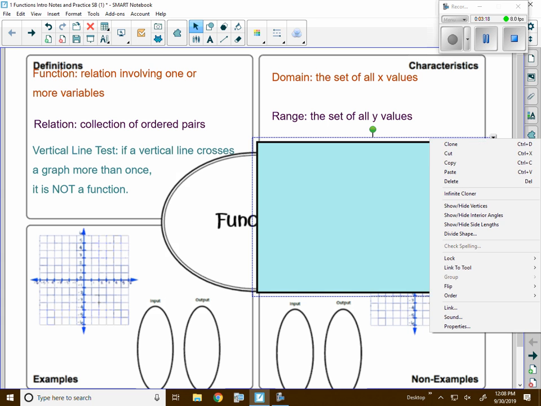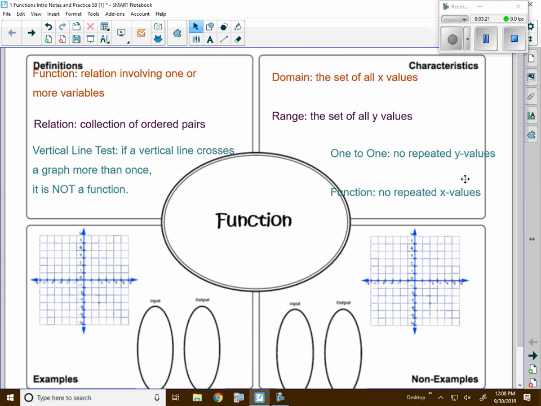Our last one here on this side is 1 to 1. If something is 1 to 1, there's no repeated y values. And if something's a function, there's no repeated x values. So this would be my first question, this would be my second question. I would first ask you, is that relation a function? You would tell me yes, maybe. Then I would say, is it 1 to 1? And you can either tell me yes or no. We look at mostly tables, but you can also do it on graphs, and we're going to talk about that.